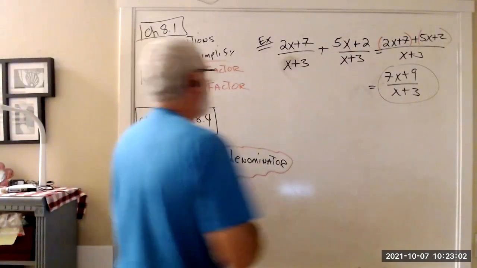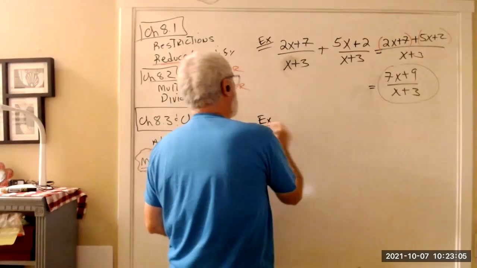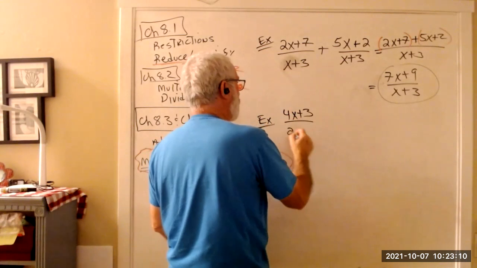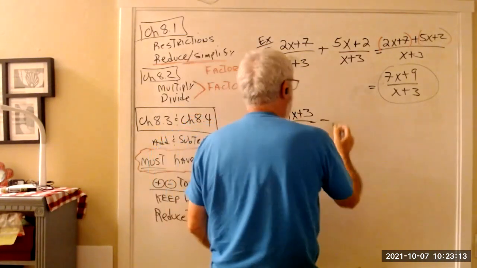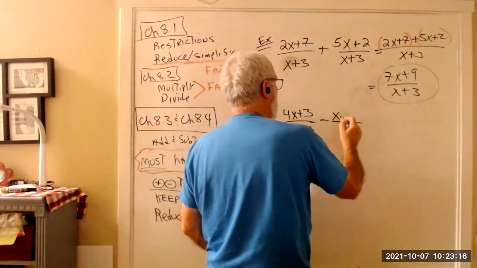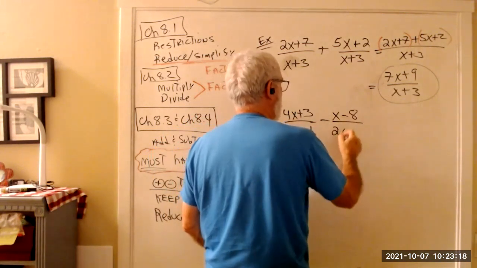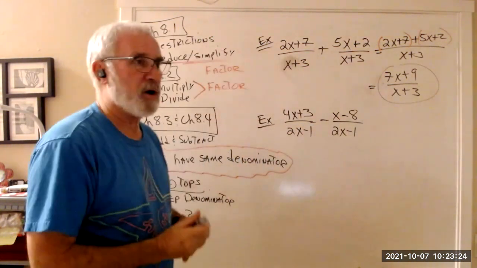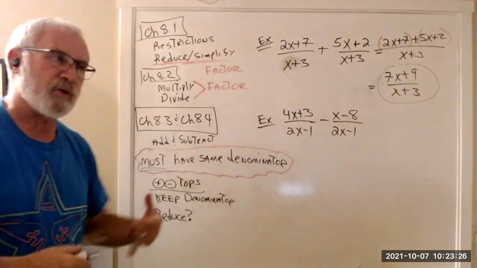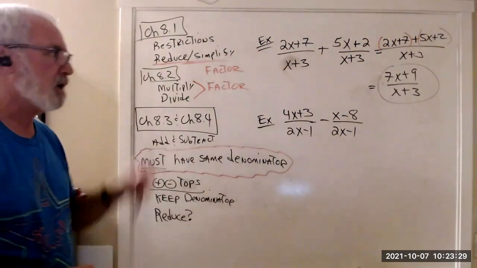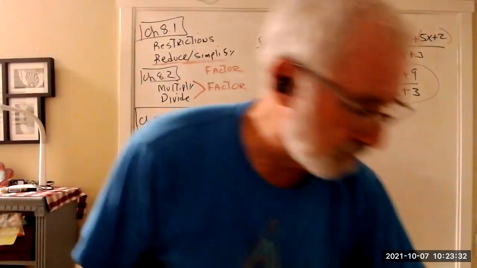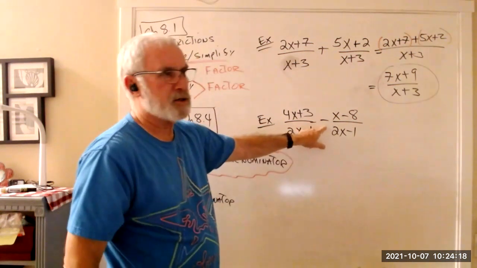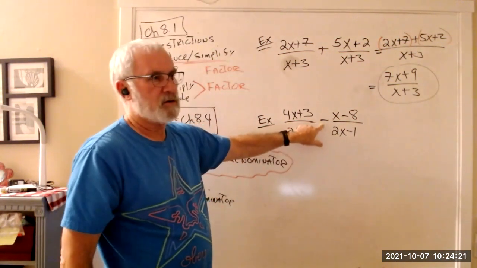Well, it gets a little messier. What if I gave you something like 4x plus 3 over 2x minus 1, minus x minus 8 over 2x minus 1? Now this is a little bit trickier. I'm going to pause for a minute while you look at it, maybe think it through, then I'm going to do it. So the trick is this minus sign.